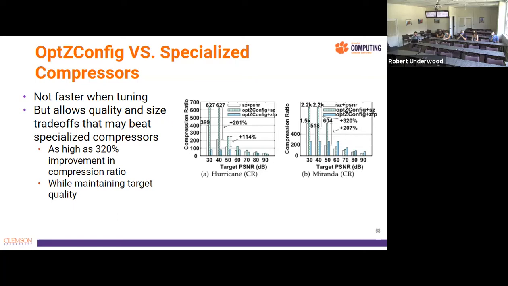Meaning that we can potentially reduce the amount of quality achieved while still remaining above the threshold that the user has specified, while achieving greater compression ratios. So by slightly lowering the quality, we can vastly improve the amount of data that we're able to compress. So just for a set of examples here from Hurricane and Miranda, we can see for some PSNR targets, we're able to see improvements as large as 201%, 114%, 320%. These are quite substantial improvements that would allow you to store a substantially larger volume of data.